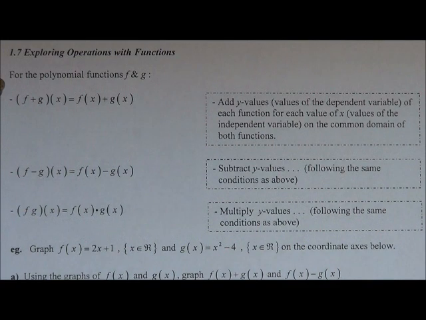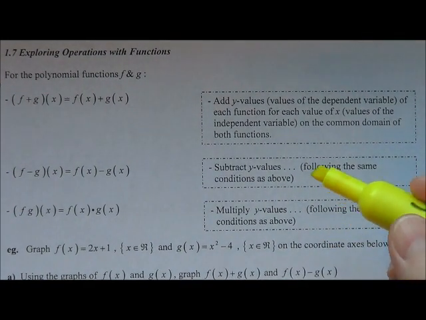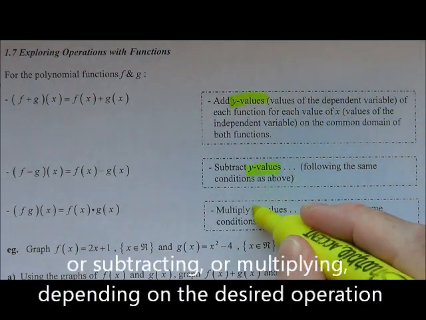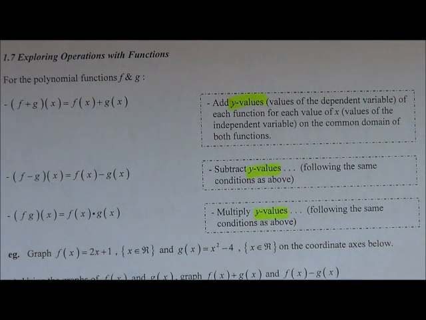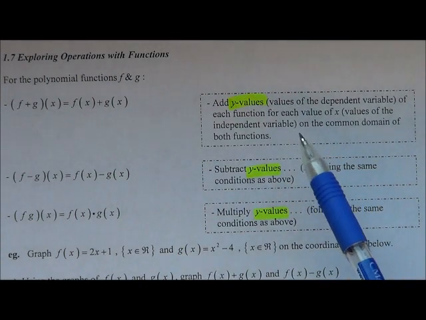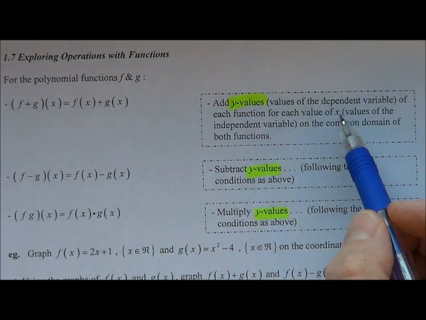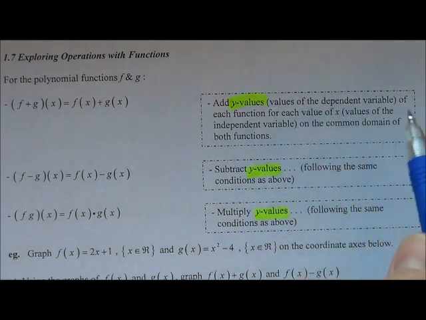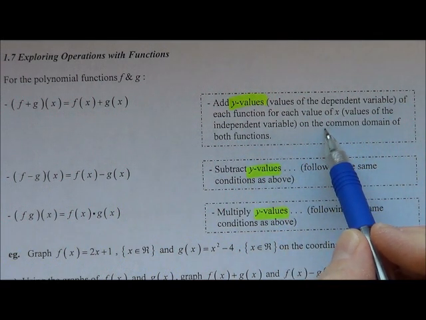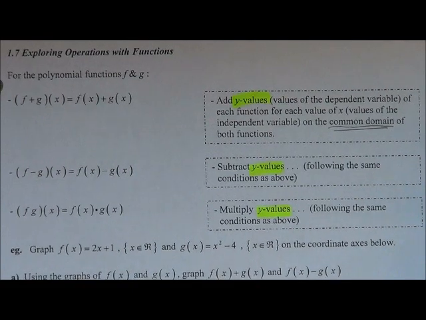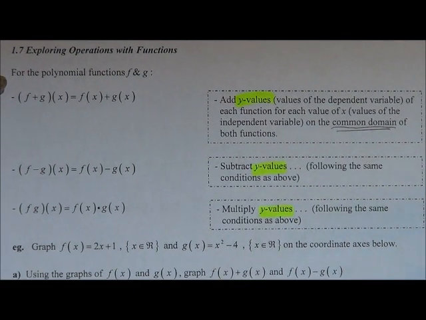Now, when we do each of those operations, for each one of those, we're going to be adding the y values. Just the y values are going to be added, subtracted, or multiplied in each of those cases. And we have to make sure that we only add the y values that relate to the x values, or the values of the independent variable, on the common domain. This is the most important part. The x values, or the x coordinates of the points whose y values we are adding or subtracting or multiplying, have to be the same.